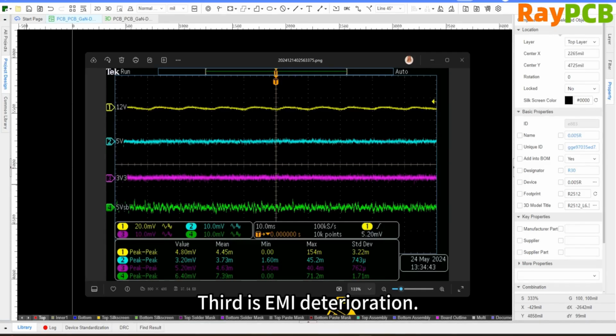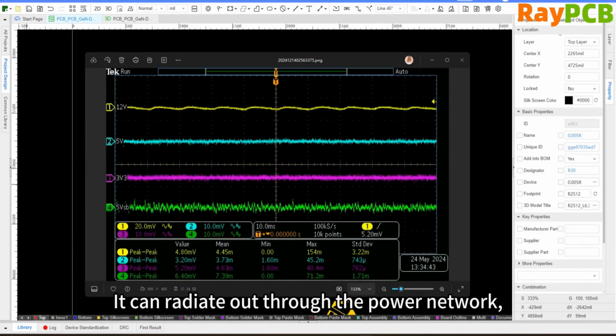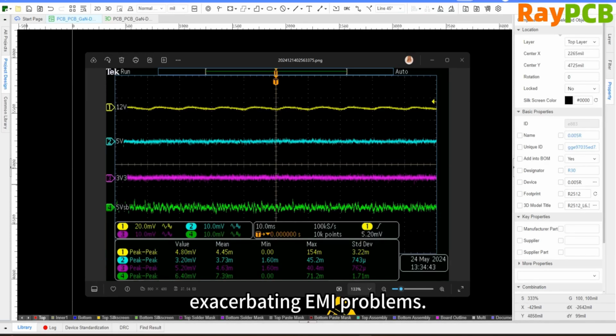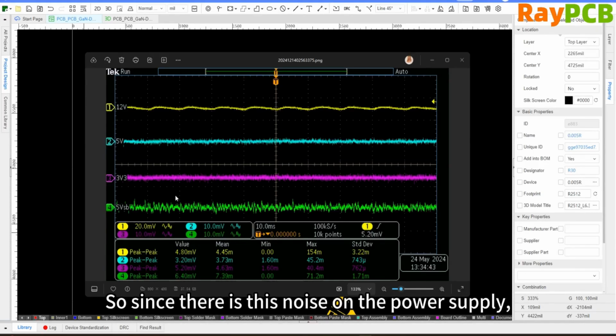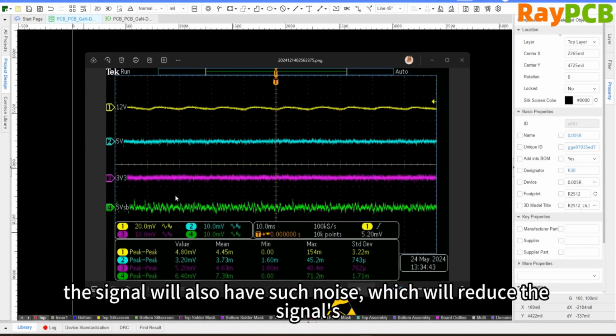Third, there's EMI noise. Ripple itself is a source of noise and can radiate through the power network, worsening EMI issues. If the power supply ripple is too large, it can easily cause the chip to stop functioning. Since there is such noise on the power supply, the same kind of noise will also appear on the signal, reducing the signal-to-noise ratio.